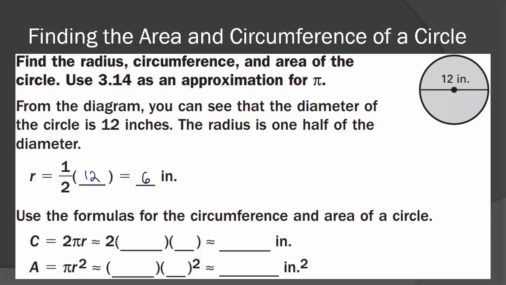Circumference is 2 times pi times the radius, so it's 2 times 3.14 times 6. Plug this into your calculator, you get this as approximately 37.68 inches. Area is pi r squared. We know pi as 3.14. Radius is 6. Here we have to take 6 squared first. 6 squared is 36, and multiply that by 3.14, and we get that the area is approximately 113.04 square inches.